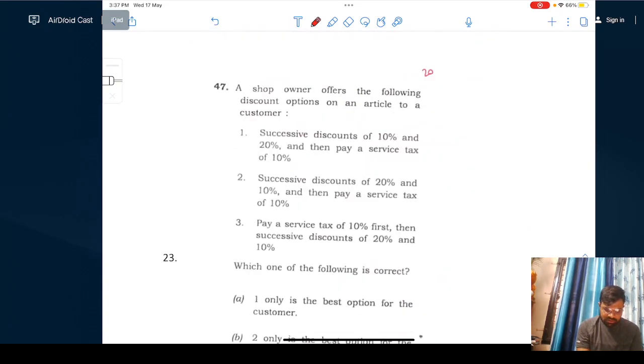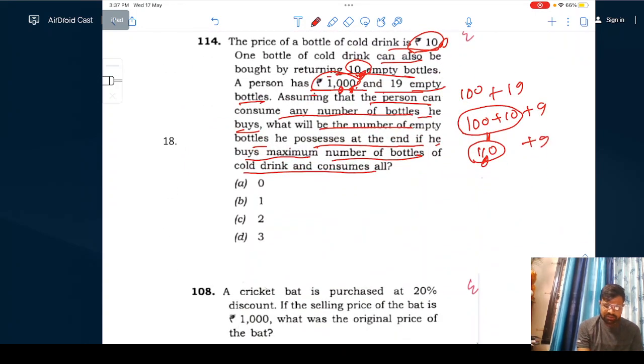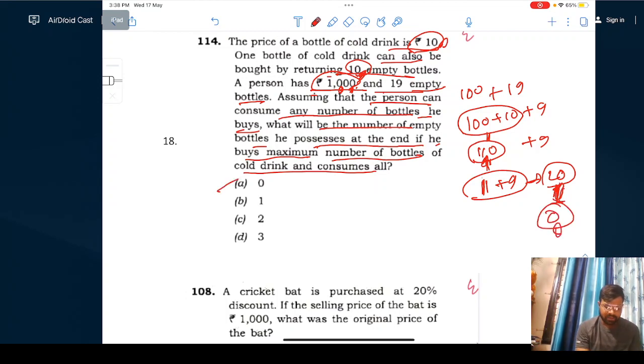This is 9. These are the bottles that can be returned if this is a multiple of 10. For each 10 bottles, he will get another bottle. So he will get 11 bottles, and 9 bottles are there. So again, when you add them, 20 bottles, again he will get 2 bottles in return. So he will return those 20 bottles, so 0 bottles are left at the end. This is how you will do it.